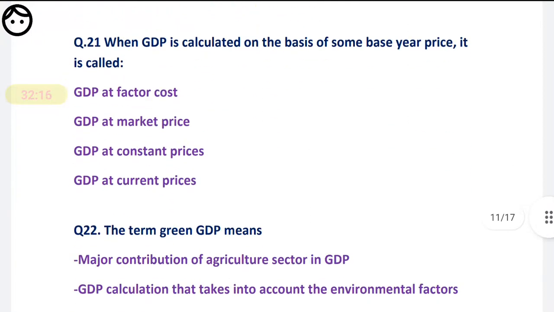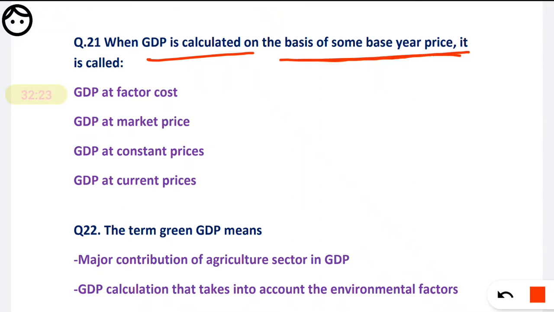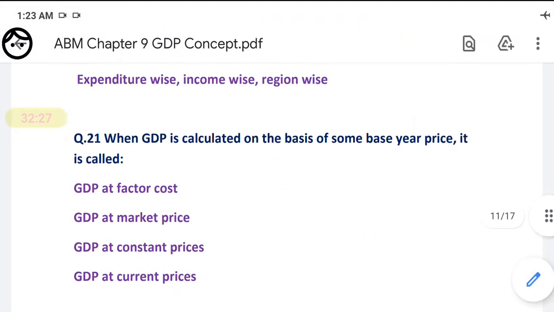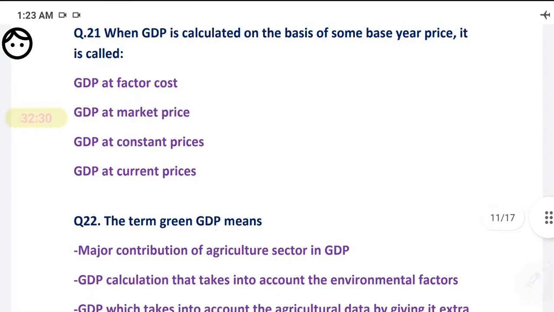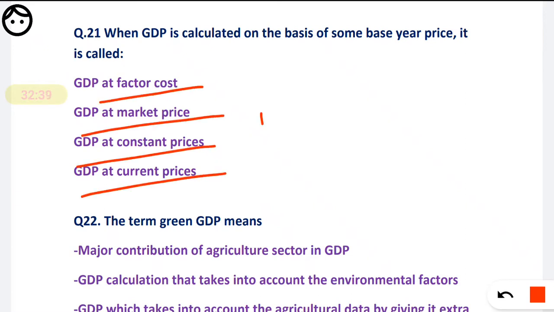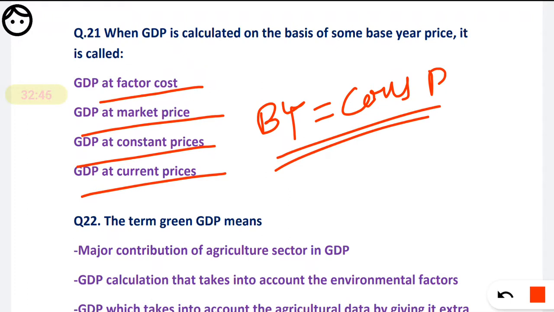Now question number 22. When GDP is calculated on the basis of some base year, that is called, I have already told you in the beginning itself, when we are calculating the GDP at a base year, it is called the GDP at factor cost, market price, constant price, or current price. I have already told in the beginning, base year is nothing but your constant price. During the first case study we have discussed this. Okay, so you have to mark constant price.